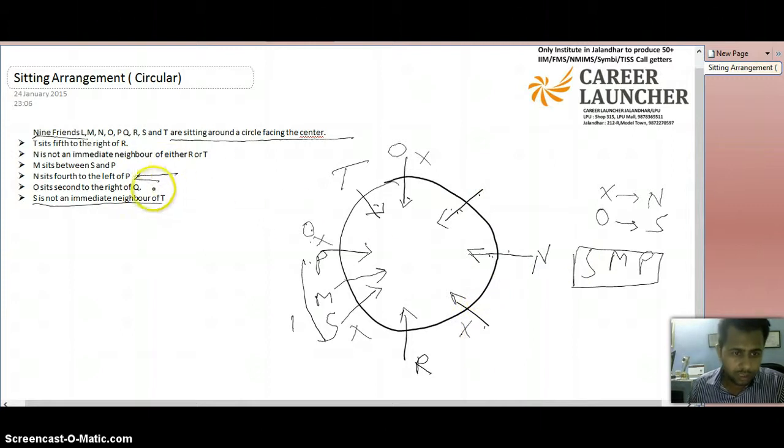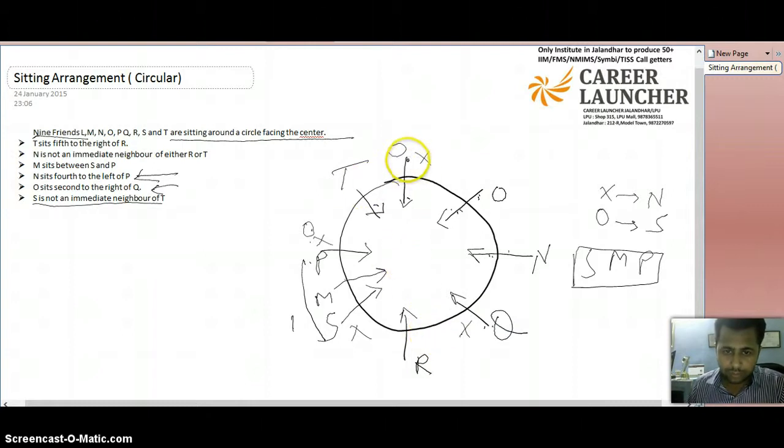I'll check out the second last hint. It says O sits second to the right of Q. So O is to the right of Q. These are the only two places left for O and Q. Now because O sits to the right of Q, O would definitely sit here and Q would definitely sit here. Now we have the complete arrangement.